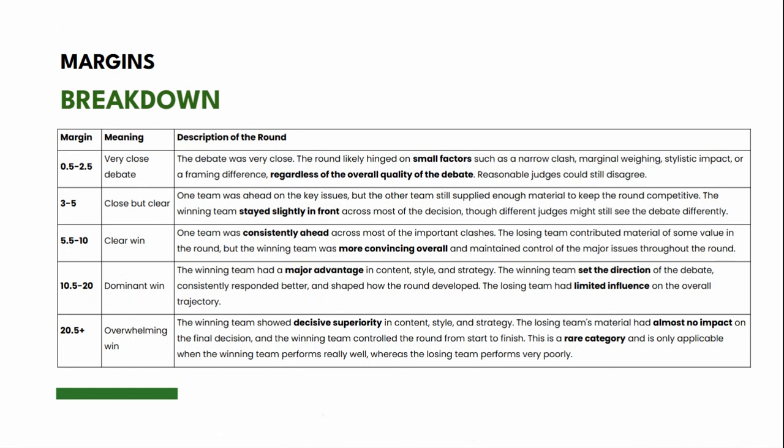So if I use the example of the first margin, between 0.5 and 2.5 for a very close debate, if you figure out that it was a narrow clash and just that, and that is the only descriptive difference in the round, then perhaps it would be a 0.5 margin. However, if you think no, it's narrow, but there are other angles as well. There's the marginal weighing involved. Maybe the extent of statistic impact is quite strong in that particular round. Then maybe the margin would be higher, and that's how you should consider the range within each band.